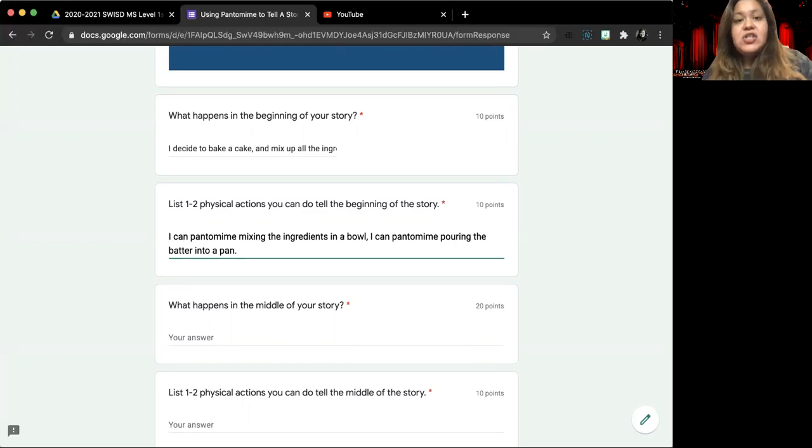So those are my 2 actions that I have listed. I can pantomime mixing the ingredients in a bowl, and I can also pantomime pouring the batter into a pan, right? Those are just 2, and there's a lot more I could do with baking a cake, right? I could taste the batter, I could smell it, right? I could put back all of the ingredients, right, after I'm done putting them into the bowl.